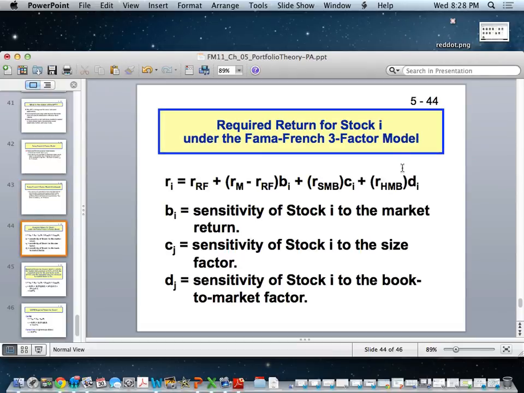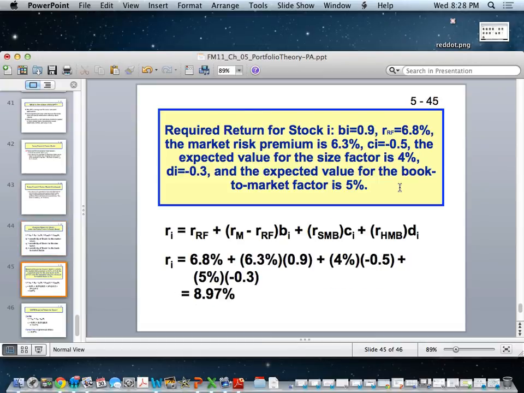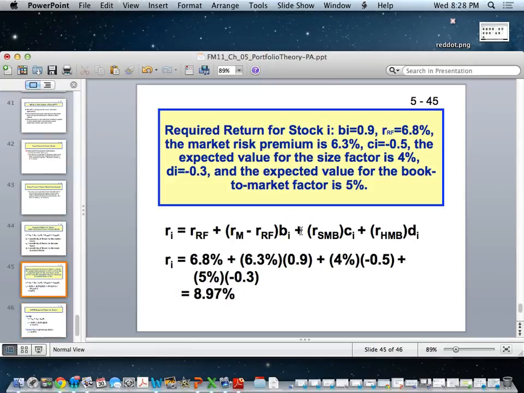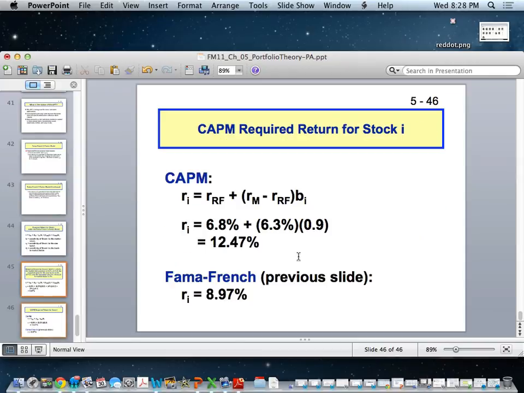This is actually the equation. This is all simple stuff. I'm not going to ask you like that in anything, but here it is. Here's your SMB, small minus big. And this is HML, high minus low in the book value here. And you can plug in numbers if you have some. So the expected return on a security using the APT model is 8.9%, and for the CAPM it's 6.3 times 0.9. You get that from here. They don't have to converge, but they should.